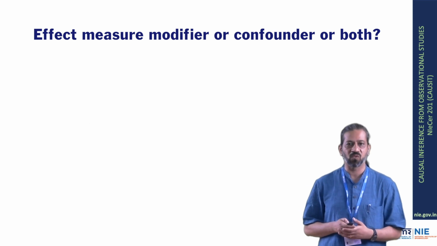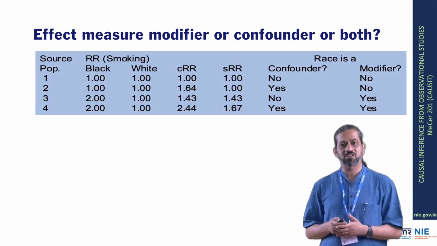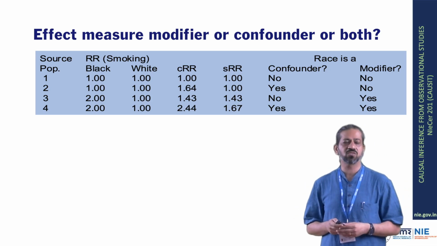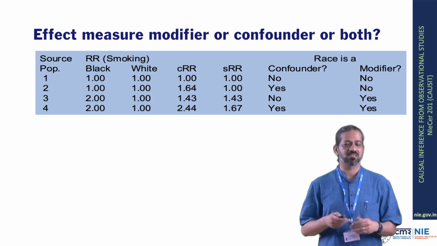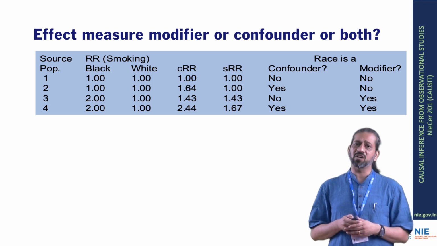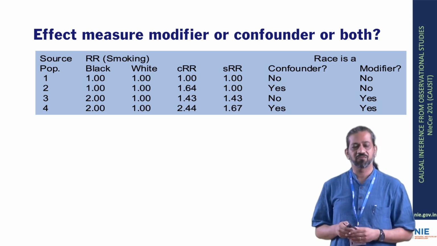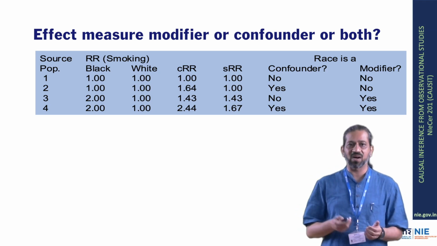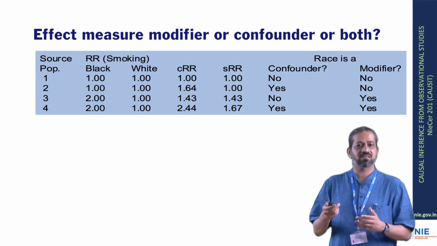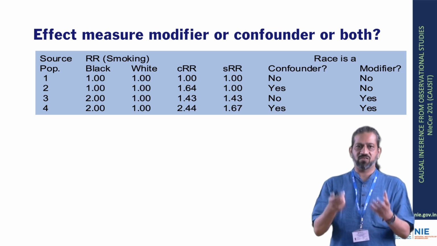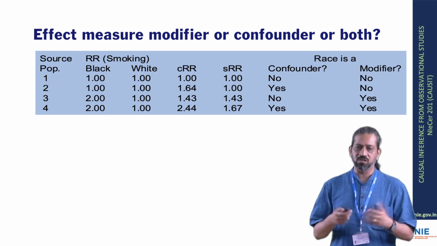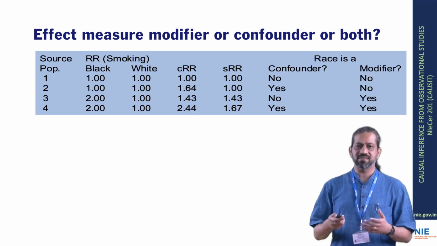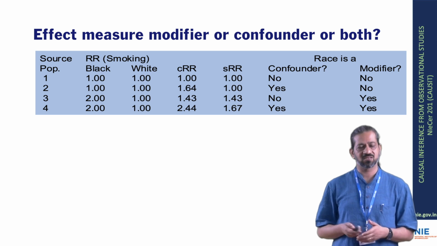So in the first source population, the crude risk ratio is similar to the adjusted risk ratio, and hence race is not a confounder. Is it a modifier? Again here, in the first source population, the risk ratio in the blacks is 1 and the risk ratio among the whites is also 1. So the stratum-specific risk ratios are similar to each other, and hence we can conclude that race is not a modifier as well.